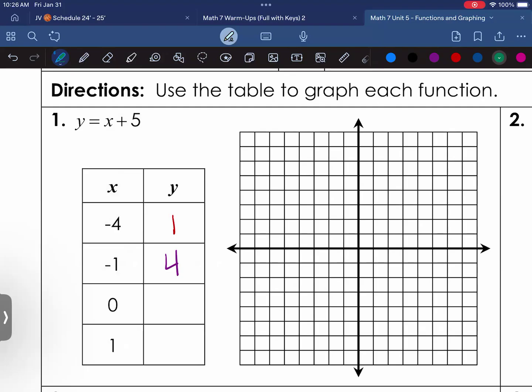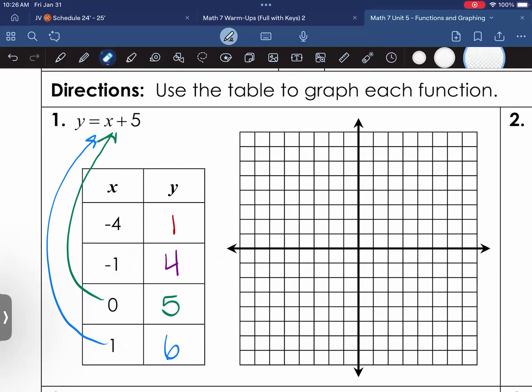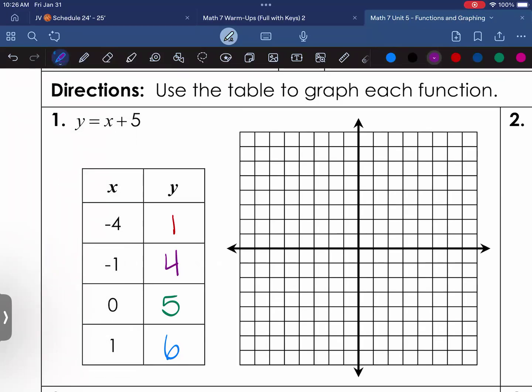So if you did the next one, you would have plugged in 0. So Y equals 0 plus 5. That gets us 5. And our last one, you would have plugged in 1. So Y equals 1 plus 5, which is 6. Okay, now that I have all of my ordered pairs, which these are ordered pairs, we just didn't write them with the parentheses and the commas, but I can. So it would be like -4, comma 1, -1, comma 4, 0, comma 5, and 1, comma 6.